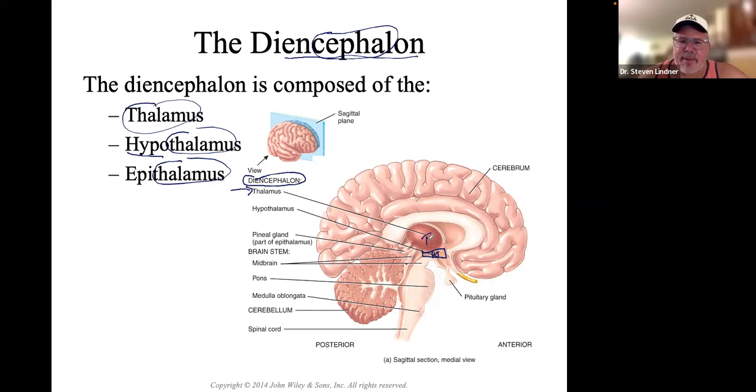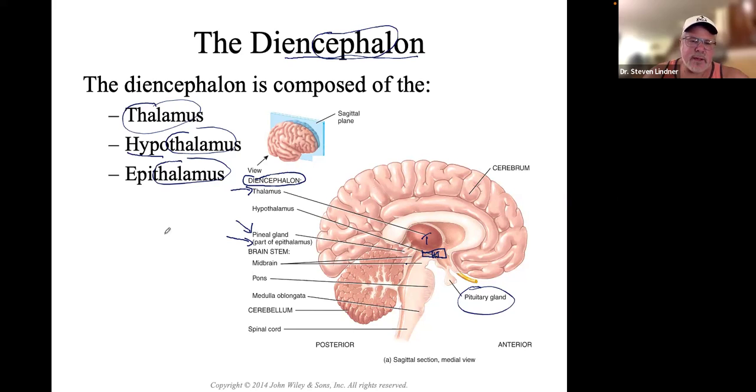And then the epithalamus is this region right here, which is made up of part of the pineal gland, not to be confused with the one in the front that's called the pituitary gland. But what's true about the pituitary and the pineal gland is they do make hormones. They are part of the brain, but they're also part of the endocrine system.